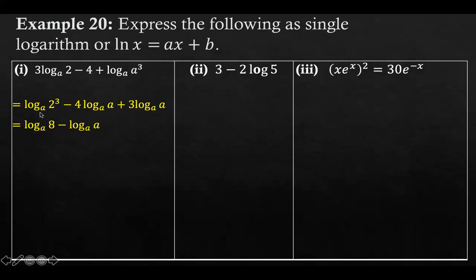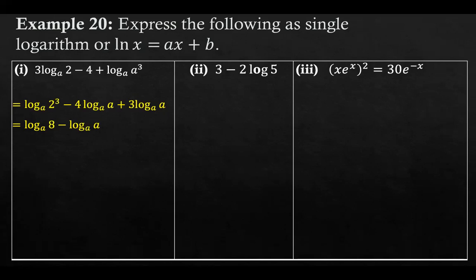Okay, sorry about that. So log to the base a to the power 3 minus 4 log a plus 3 log to the base a of a. So here you can see negative 4 plus 3. The log is the same, so negative 4 plus 3 becomes negative log to the base a of a.